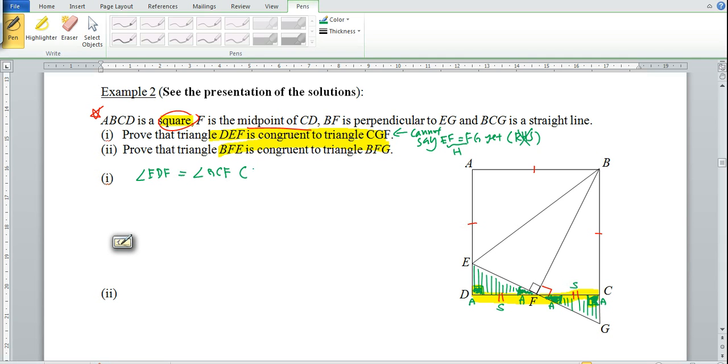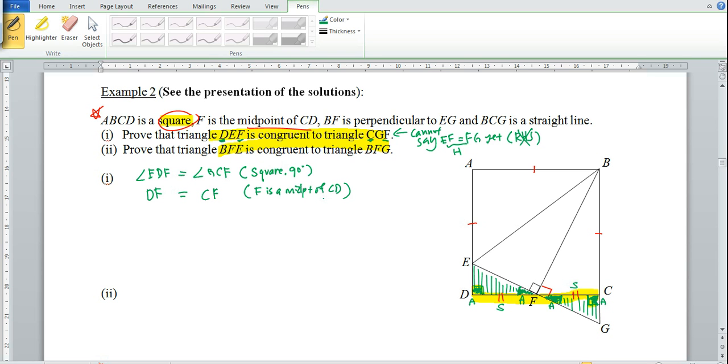Okay, this is because it's a square, so I know that they are 90 degrees. Okay, now the next thing is I have an S there. Okay, I'm heading towards ASA. So the next step is my side that I want to talk about. DF is equal to CF because matching the points, the question did say D matches with C, and F matches with F. So DF equals CF, and it is given to be so because they say that F is a midpoint of CD.